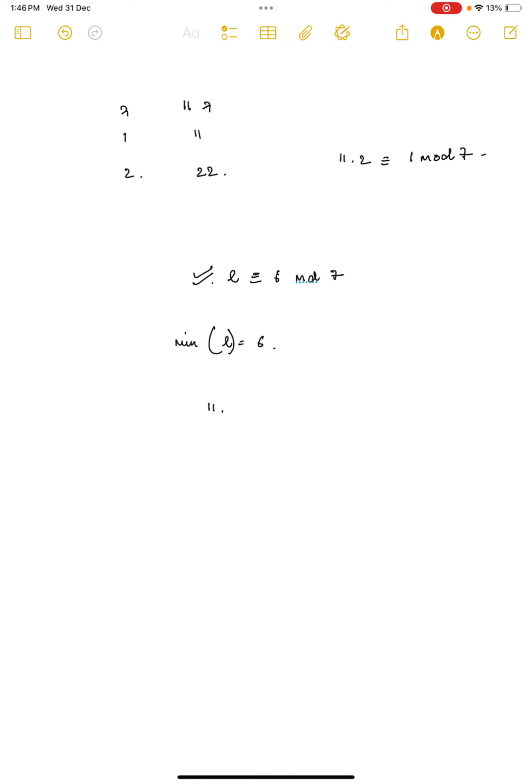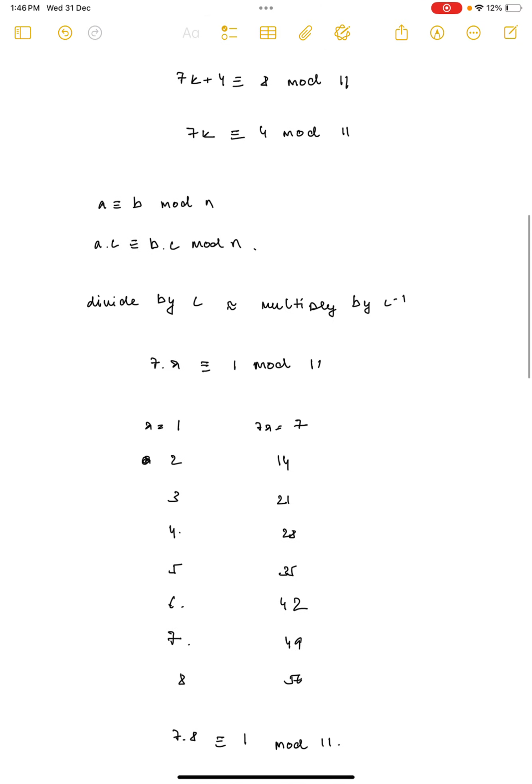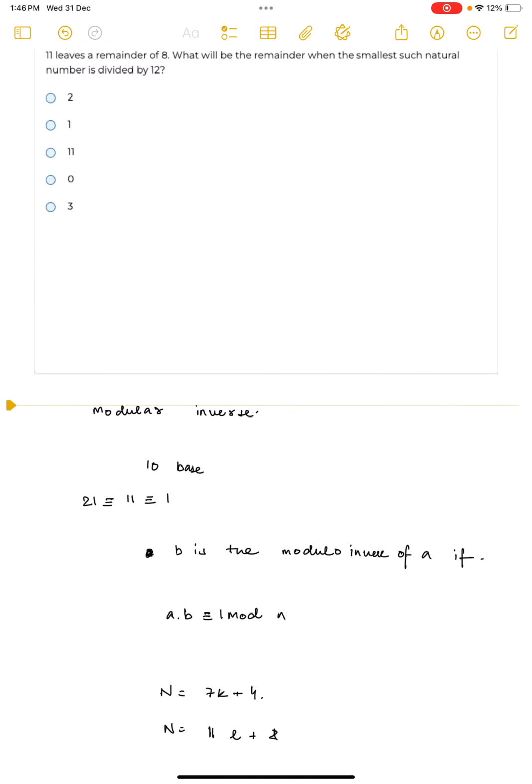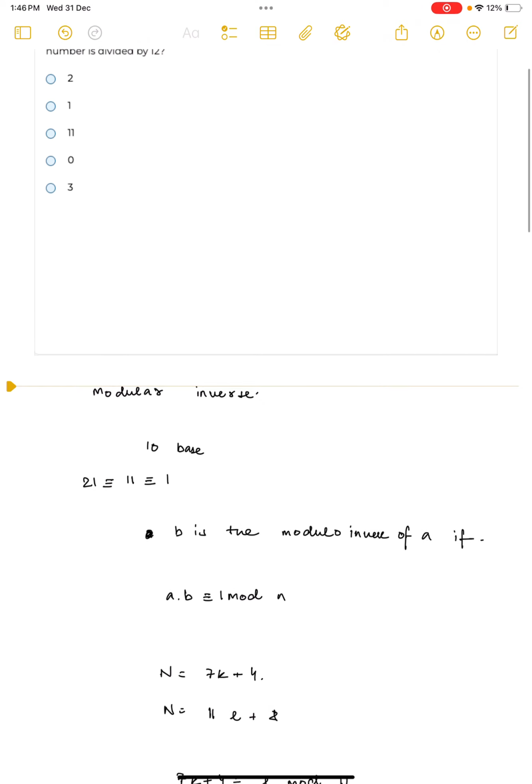Thus 11 into 6 plus 8 is n. n is 74. Again, 74 is congruent to 2 mod 12. Hence it works both ways. So this is a typical question, and the emphasis here is on modulo inverse.